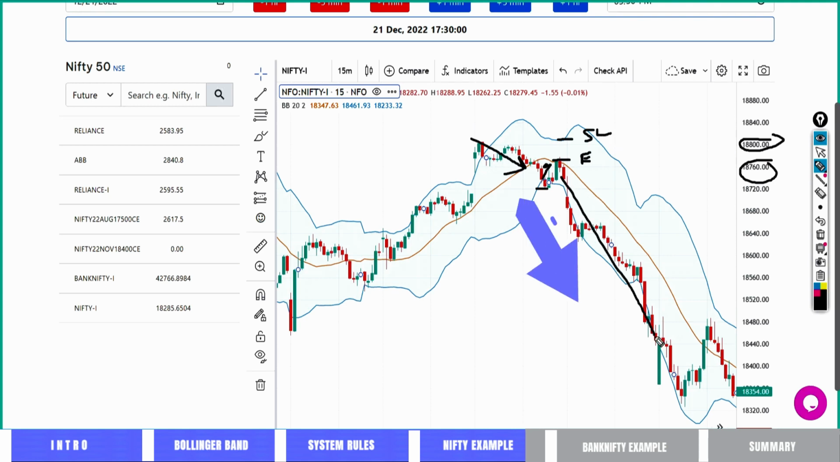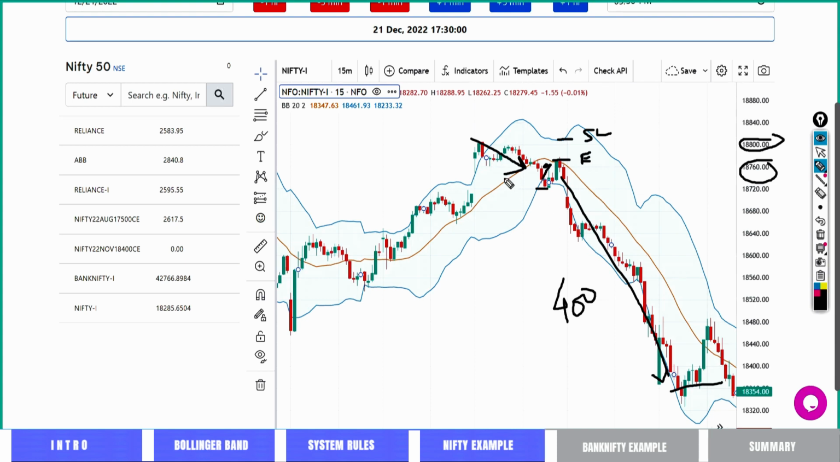And you can see that the Nifty fell very quickly after that, almost going to 18,360. That means in this trade we would have made a profit of 400 points. 400 points in Nifty with only one lot is 20,000 rupees of profit. So this is the kind of trades that we can get using this strategy.